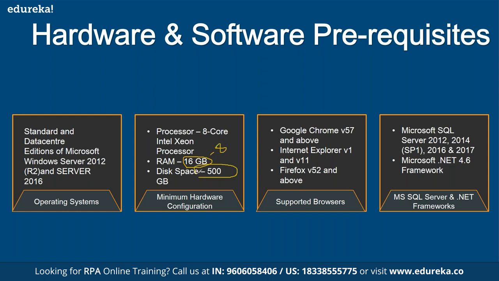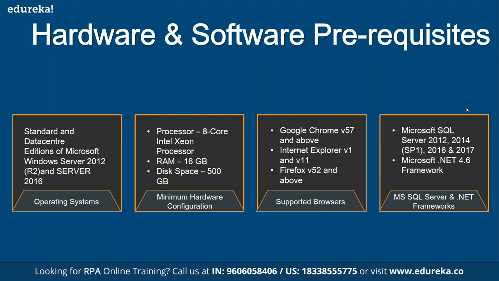Disk space 500, again it depends. The processor is an 8-core Intel Xeon, and we need to have browsers. Internet Explorer, Google Chrome, and Firefox are the browsers supported by Automation Anywhere. Along with that, you need to have Microsoft SQL Server installed on your machine along with the Microsoft .NET framework. These are the prerequisites you need during the installation. So this is your minimum system configuration.